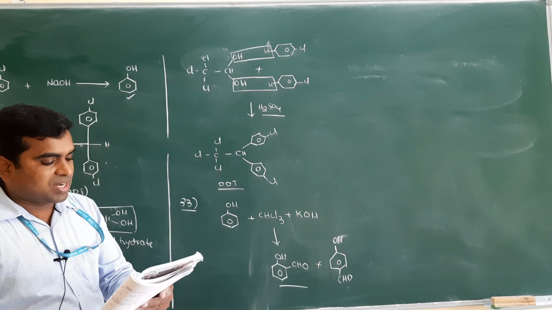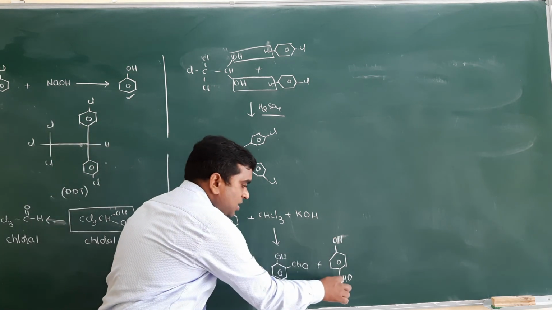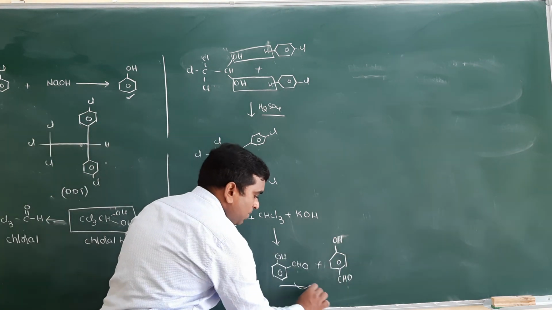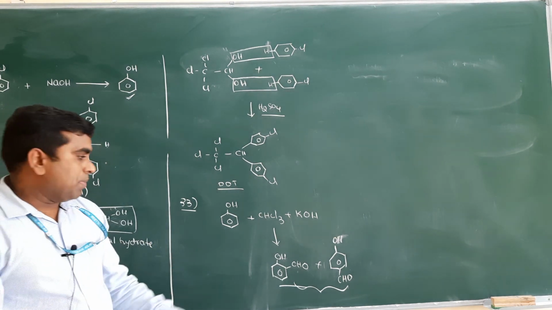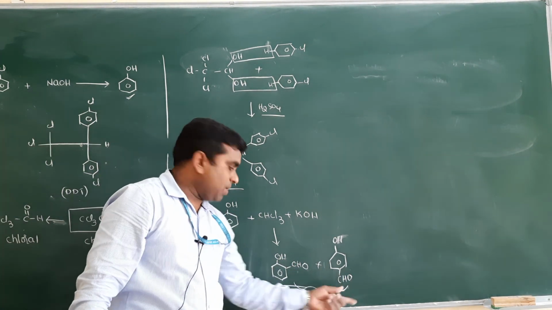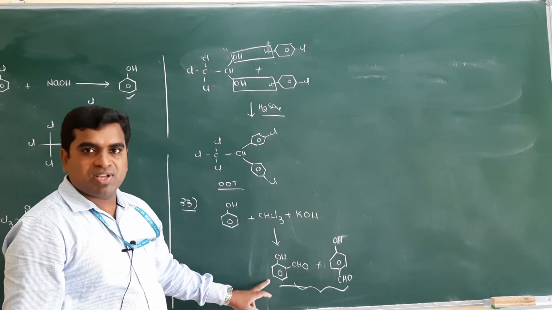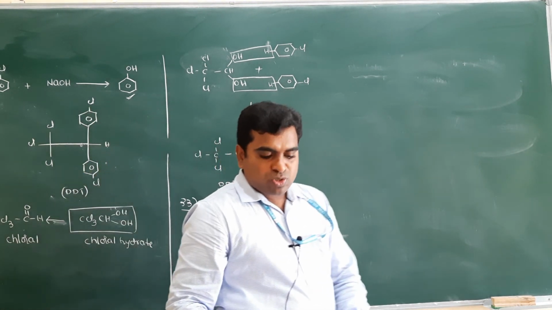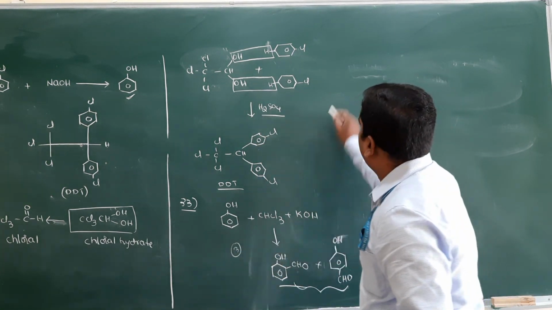So what is your option here? First one, salicylaldehyde, is correct, and para-hydroxybenzaldehyde will also be formed. So your option is both 1 and 2, but we will not discuss this one because it is minor. Here it is major because hydrogen bond formation takes place here. So this is major and that is minor. So option 3 is the correct one.